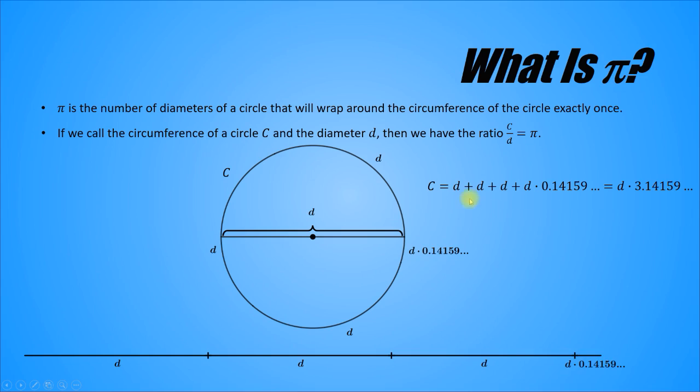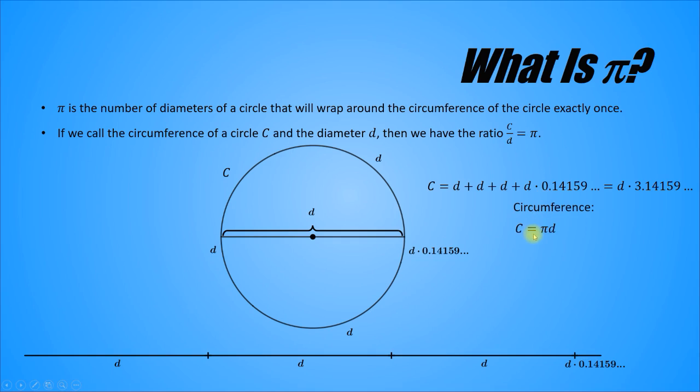And if I combine these 4 like terms, I find that the circumference of the circle equals d times 3.14159... And this number here next to the d is pi by definition. The ... at the end here indicates that the decimal expansion of pi never terminates. It also never repeats. I'll explain these facts in detail on day 5 of this week in a video called Pi is Irrational.